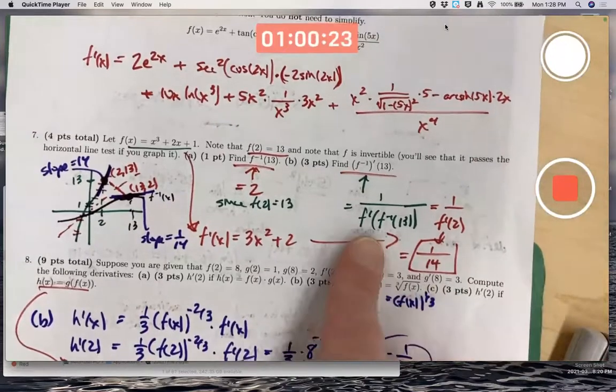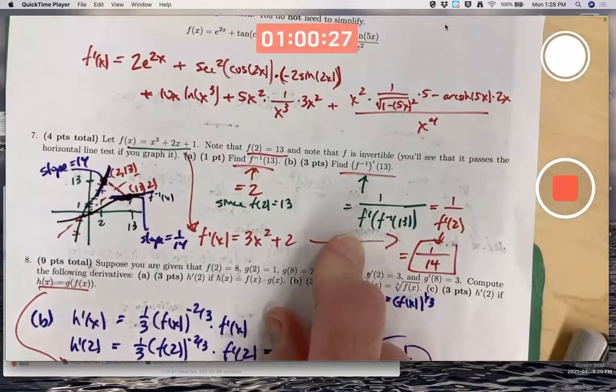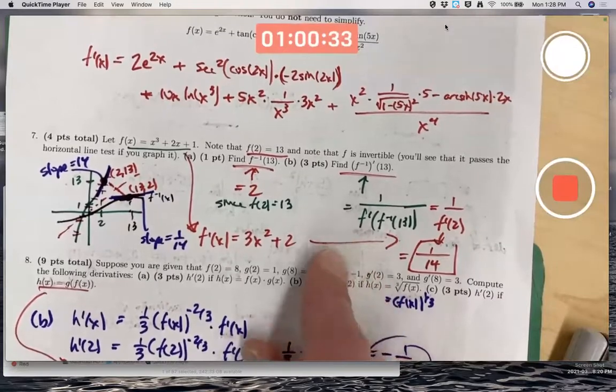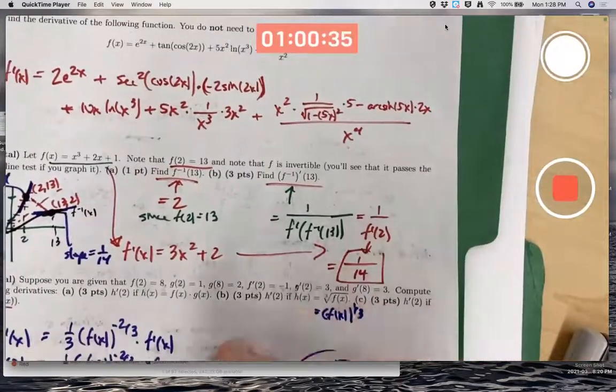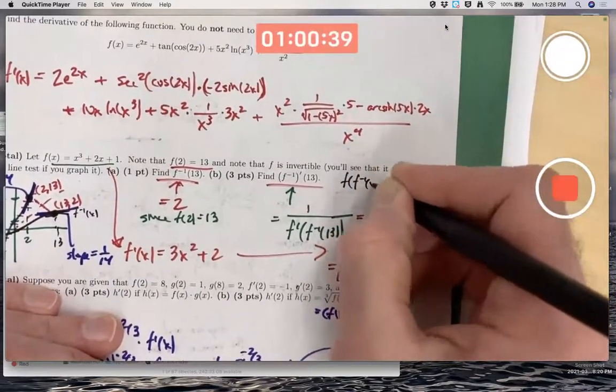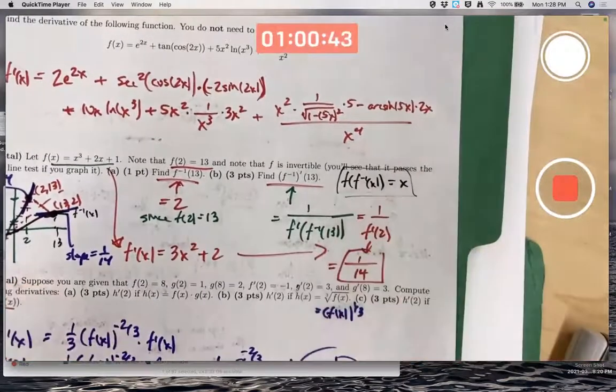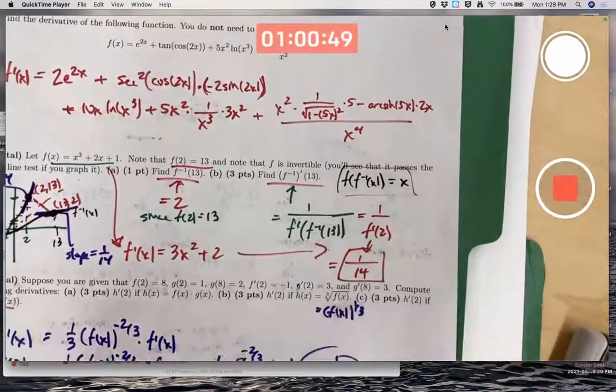How did we derive this formula? We used the chain rule. We actually did derive it, and that's something to make sure you study as well, how we derived this formula. It was based on the chain rule and the fact that f of f inverse of x equals x. We differentiated both sides of that equation and solved for the derivative that we wanted to find with the chain rule. We had to use the chain rule on the left, not on the right.